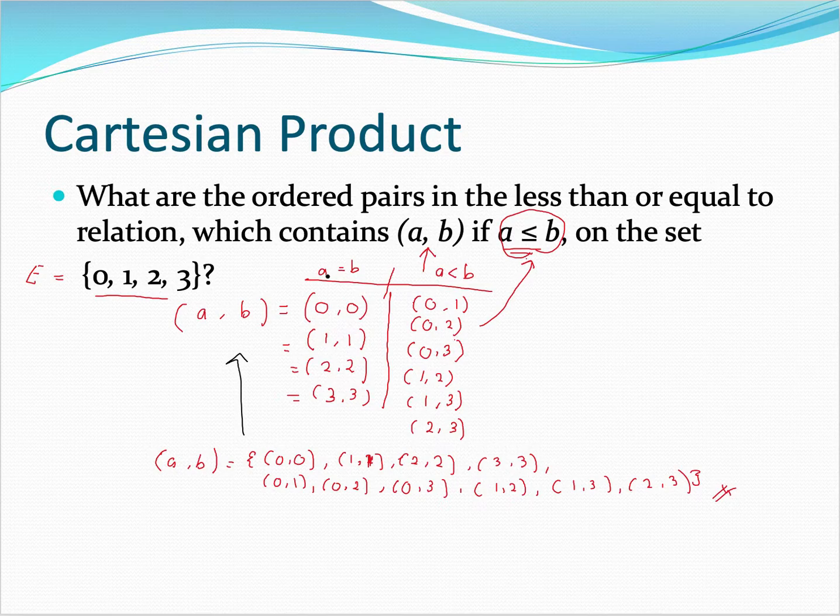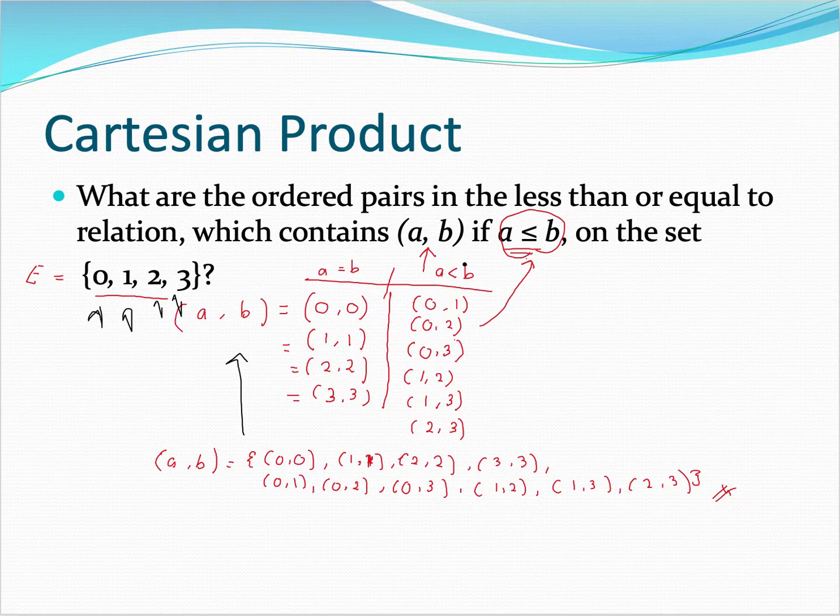From this set, let's call it E, when a is equal to b, we extract starting from the first element. So in the case a equals b, we will have (0, 0), then (1, 1), then (2, 2), and then (3, 3). So this is for the case where a is equal to b.